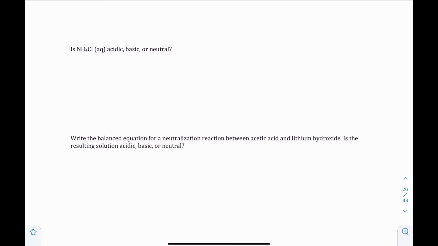The first example asks if NH4Cl is acidic, basic, or neutral. If we dissociate the salt into its ions, we get NH4+ and Cl-. Cl- is a spectator ion, so cross it out and then write an equation with the remaining ion reacting with water. NH4+ donates a proton to H2O, so the products are NH3 and H3O+. The presence of H3O+ indicates that the solution will be acidic.